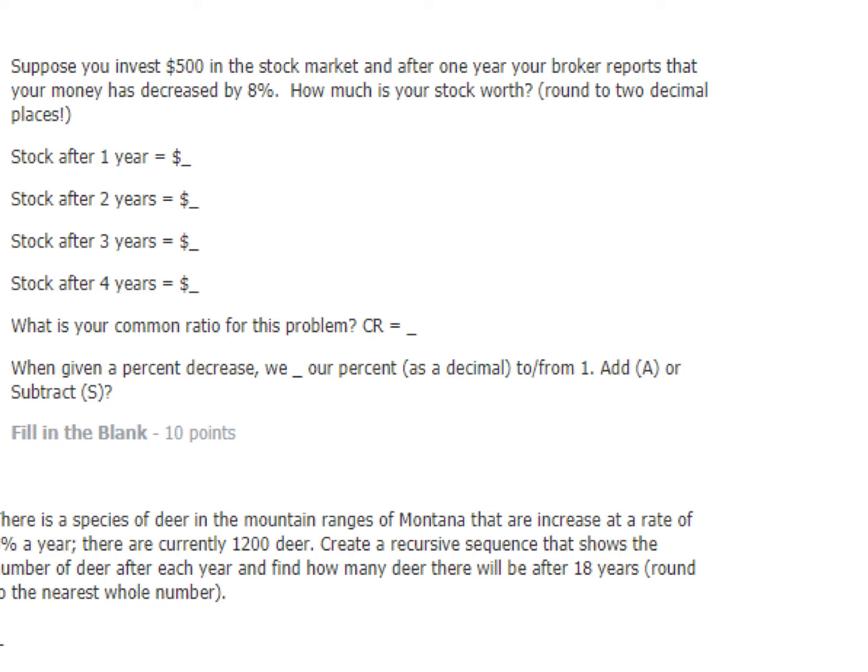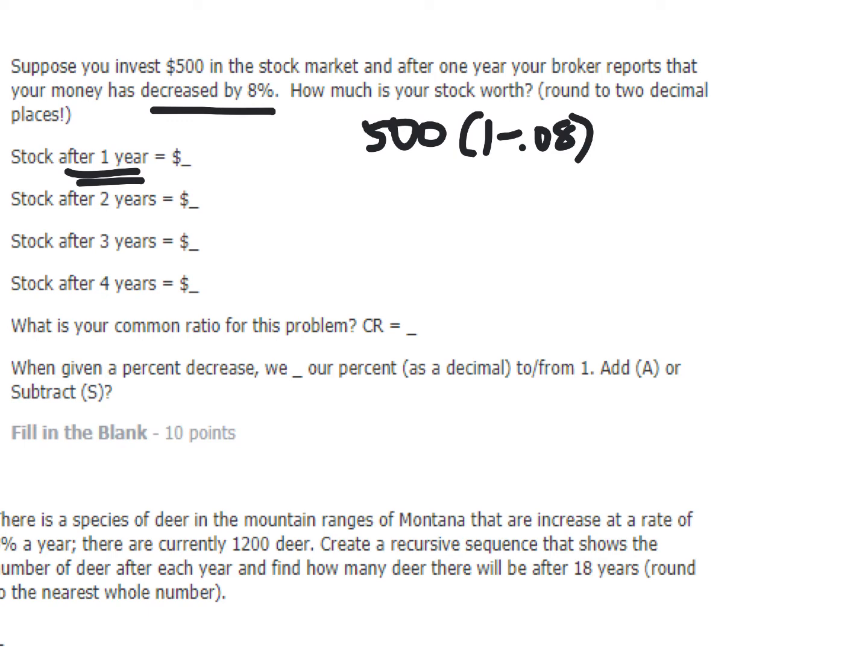All right, so suppose you invest $500 in the stock market. And after 1 year, your broker reports the money has decreased by 8%. To me, that feels like your $500. After year 1, they want me to do after year 1. Well, it's not $500. Okay, I started and then it decreased by 8%. So I could use a calculator to do this. And what I'd do is I'd go 500 and I'd multiply by 1 minus 0.08. Yes, that's the same as 0.92.